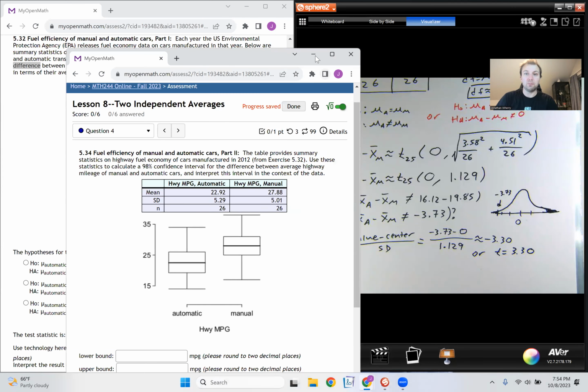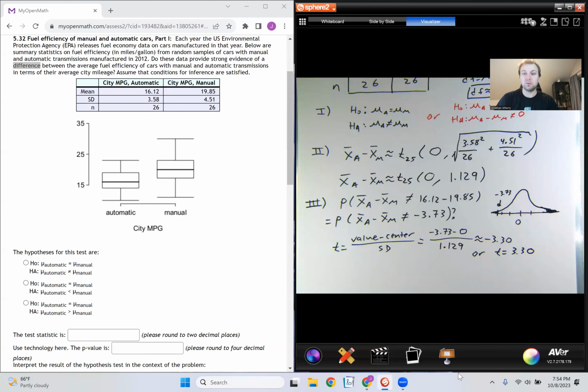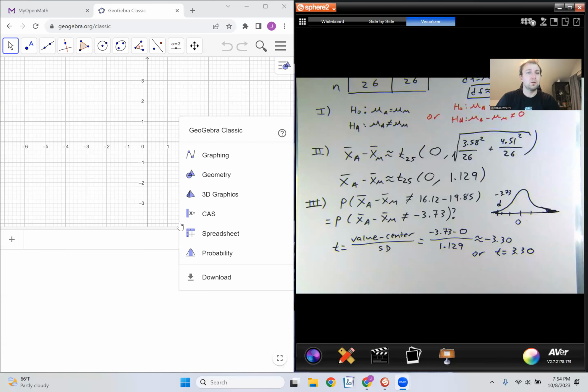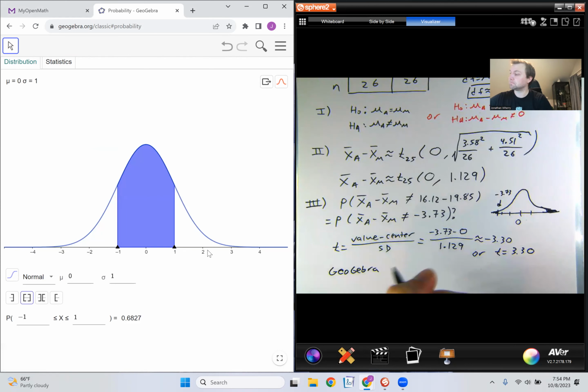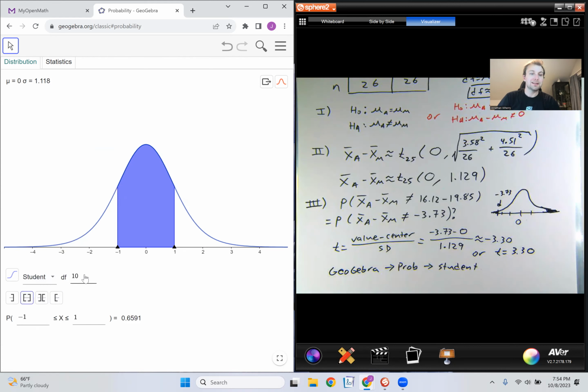So let me pull up GeoGebra here. Give me 1 second. Okay, I'm in geogebra.org/classic, and I'm going to go into probability. And I'm going to choose the option for student. I'm working with the student t-distribution. It's going to ask for the degree of freedom. This is where that rough guess is coming in, rough guess of 25.